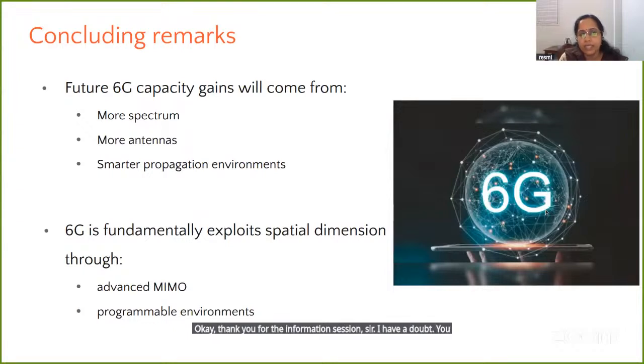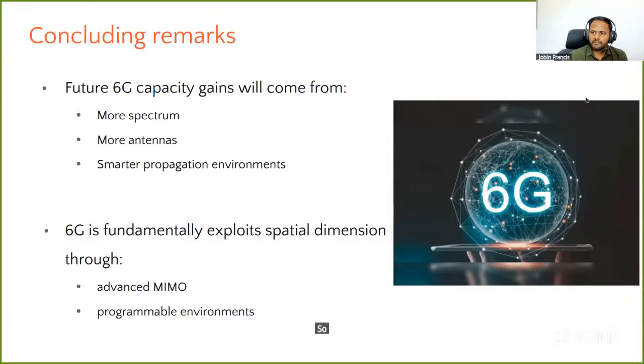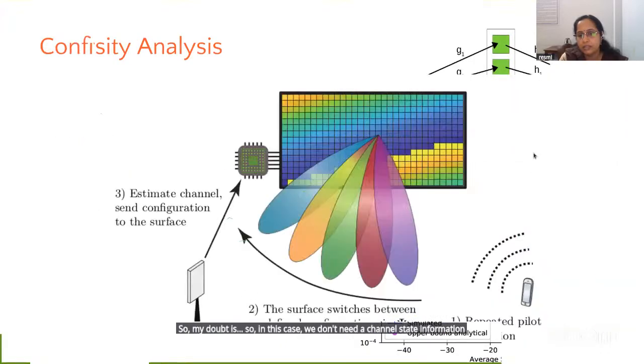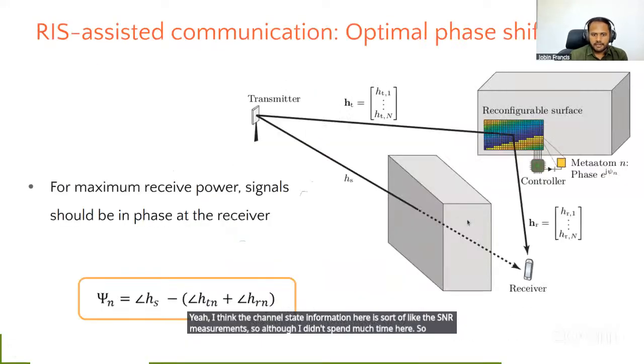You said for configuring an RIS, we use a repeated pilot transmission and we choose the best signal, the strongest signal. So my doubt is, in this case, we don't need channel state information. Yeah, I think the channel state information here is sort of like the SNR measurements. Although I didn't spend much time here, I have shown one equation here. Ideally, this is the correct way to configure the RIS.